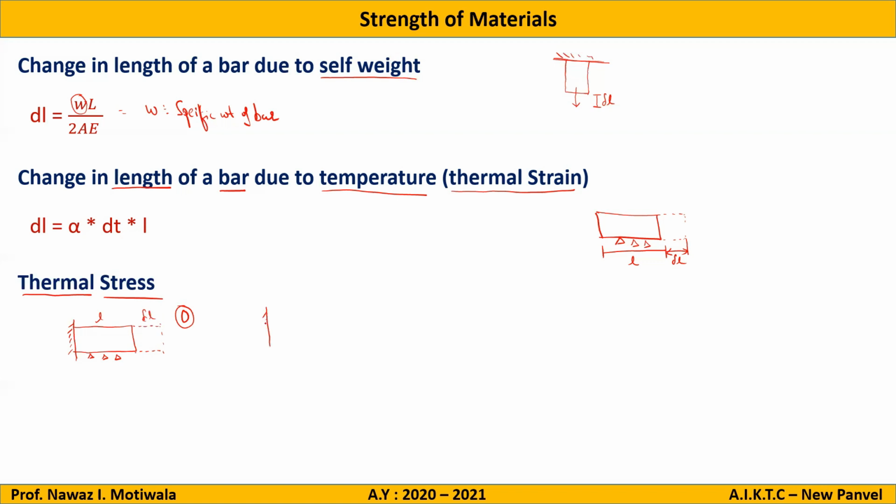On the other hand, let us say I am considering the same bar of length L heated up to the same temperature, but now I have restricted it from expanding. What happens? Because of this heating, it will try to expand in this direction, but because of this fixed support here, it will resist this expansion. So there is now a resisting force. Hence, I can write that the thermal stress is maximum in this case when it is fully restricted.